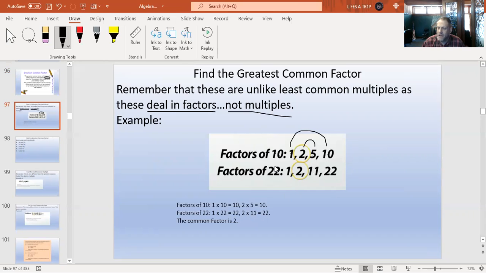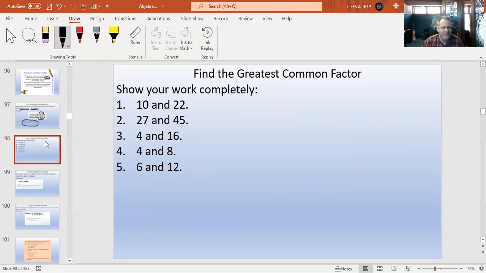All right, so let's look at number 22. 1 times 22 is 22. 2 times 11 is 22. Let's look at it the other way. 1 into 22 is 22. 2 into 22 is 11. And I think that should be all of the factors that go into or times these two numbers, 10 and 22.